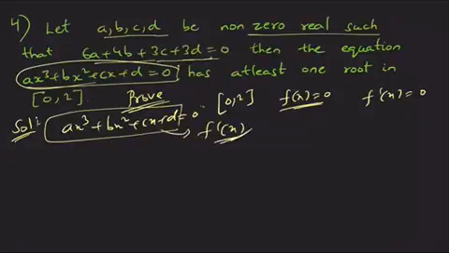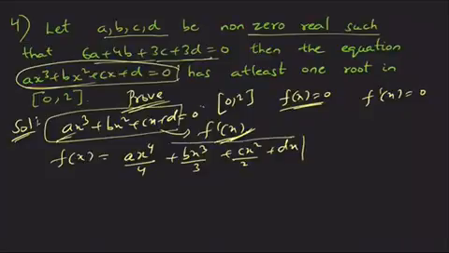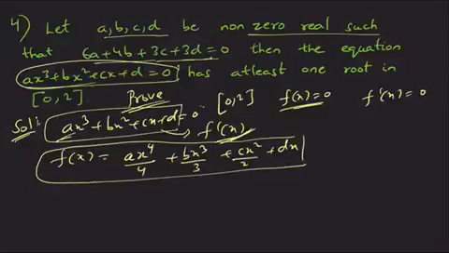I need to prove the roots for this. So what will be my f of x? Upon integrating this, I would get the integration of x cube is x power 4 by 4 plus bx cube by 3 plus cx square by 2 plus dx. This is my new function f of x, which I have obtained upon integrating this function.